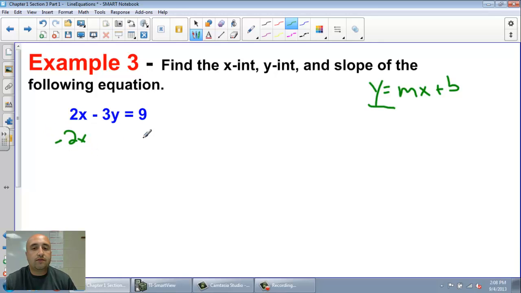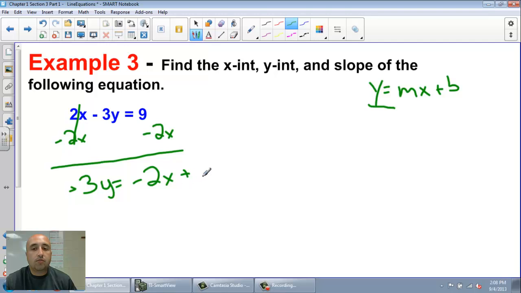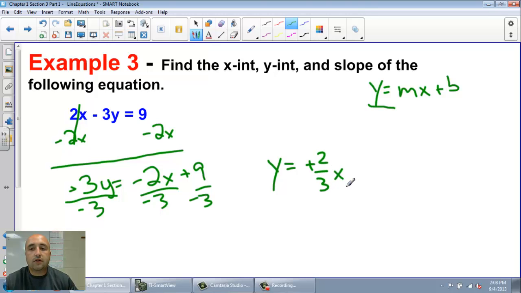I'm going to subtract 2x. The 2x's are gone because it equals 0. I'm left with negative 3y equals negative 2x plus 9. Last thing I need to do here is to get rid of this negative 3. So I'm going to divide everything by negative 3. What do we get when we divide everything by negative 3? Negative 2 over negative 3 is positive 2/3 x. Positive 9 divided by negative 3 is negative 3.